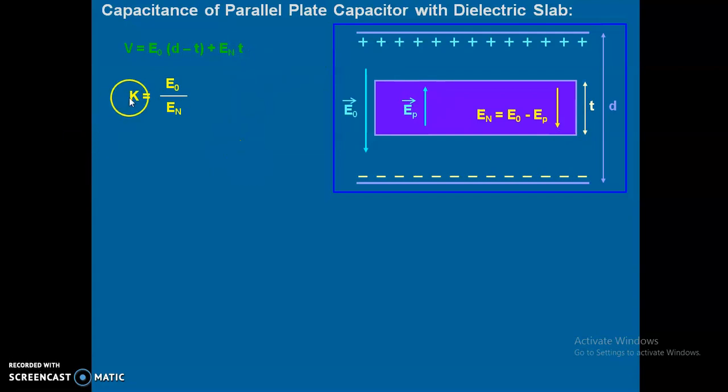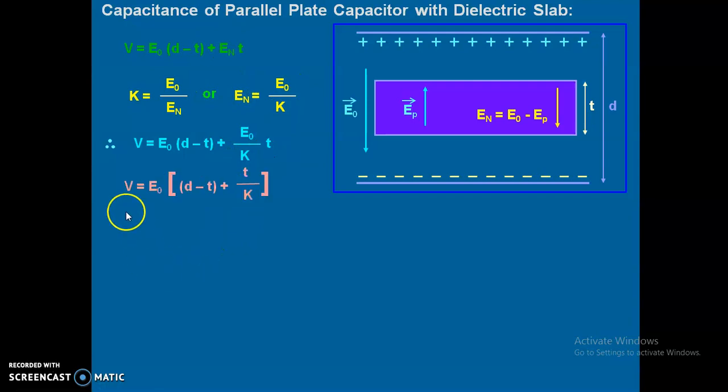right? And K, the dielectric constant, is equal to E naught upon En. We have already defined it, or we can write En is equal to E naught by K. So using this value over here, we can write V is equal to E naught into d minus t, plus at the place of En we have written E naught by K into t, or V is equal to E naught common, so d minus t plus t by K.